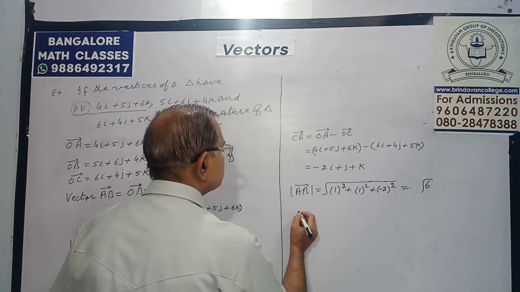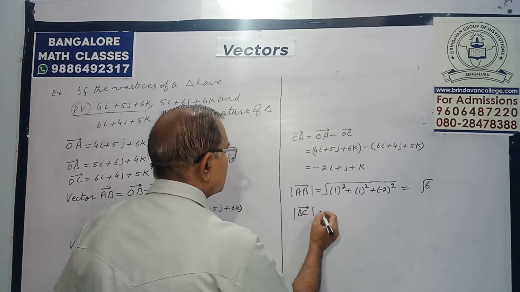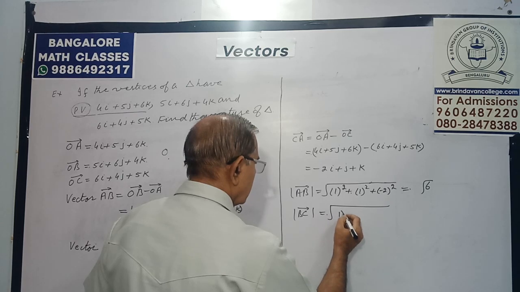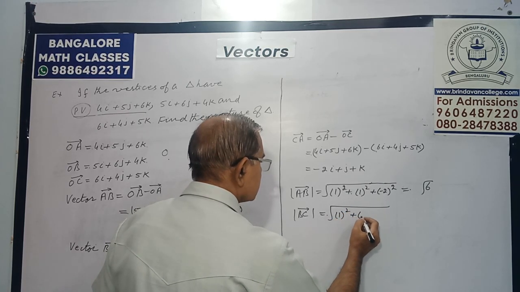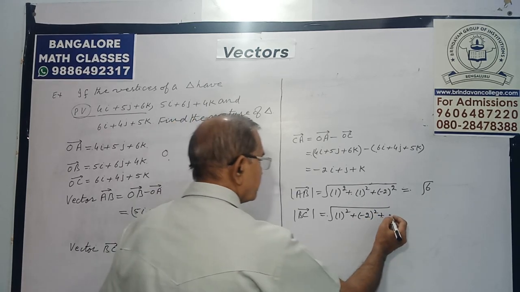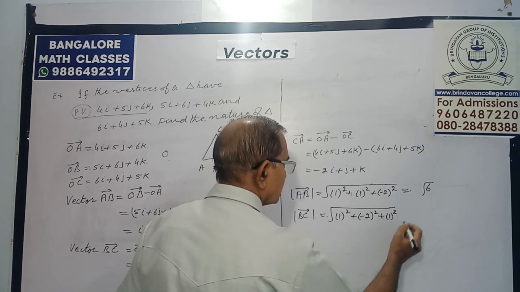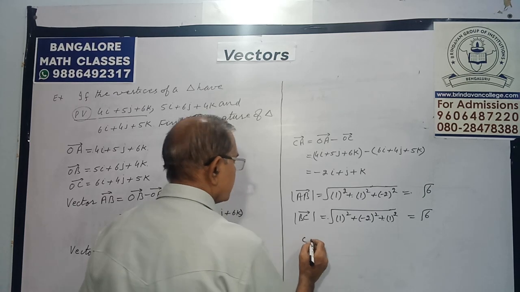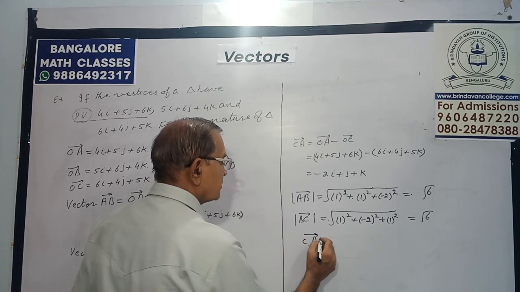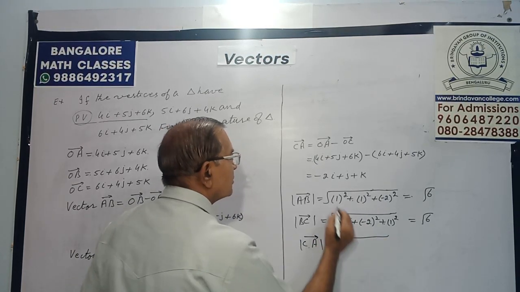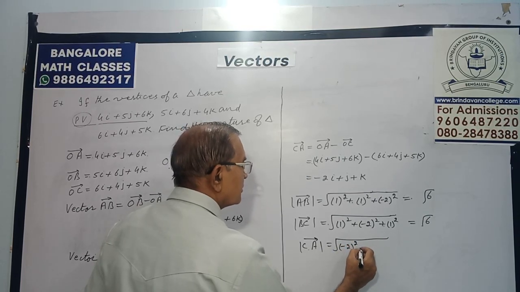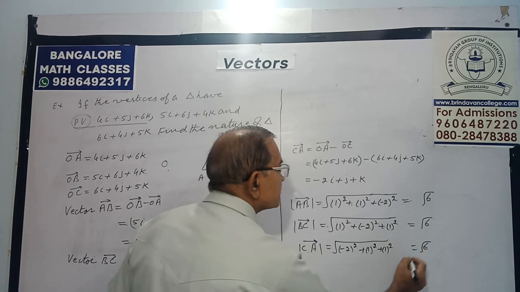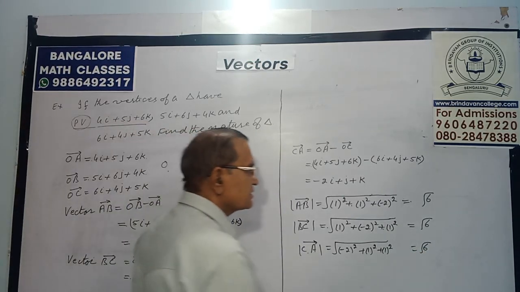Then BC magnitude: under the root, 1 square plus minus 2 square plus 1 square. One plus four, five plus one, six, root 6. Then CA: under the root, minus two square, plus one square, plus one square. Four, five, six, again six. We are getting root 6 units.